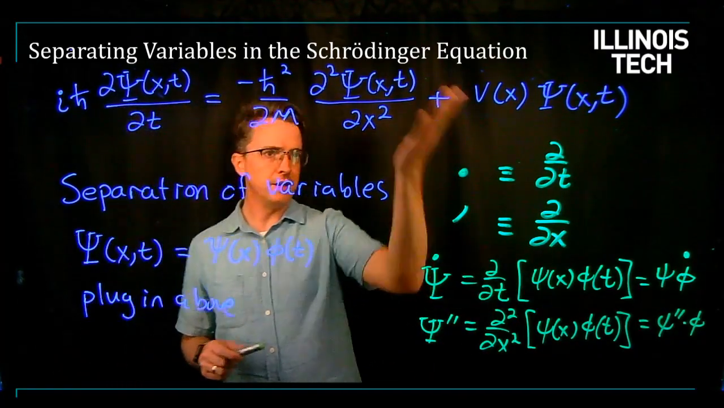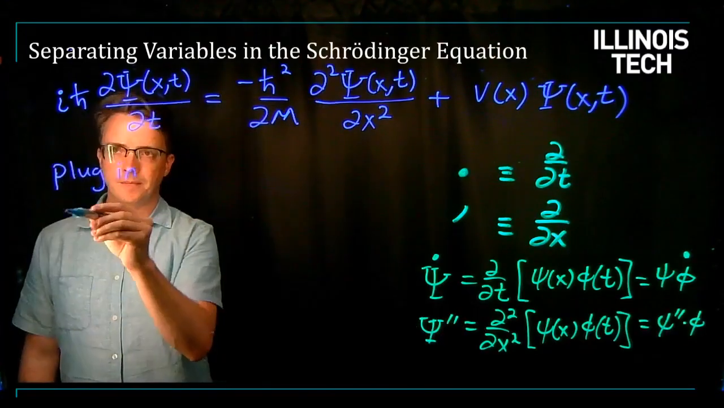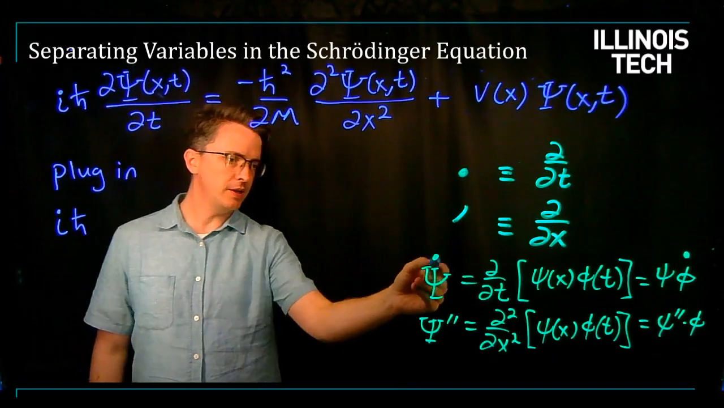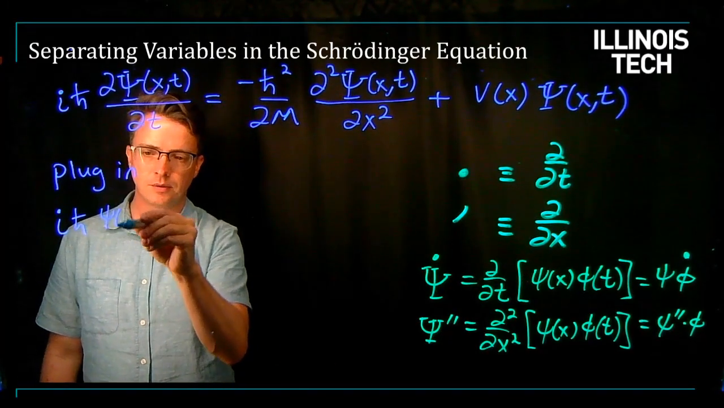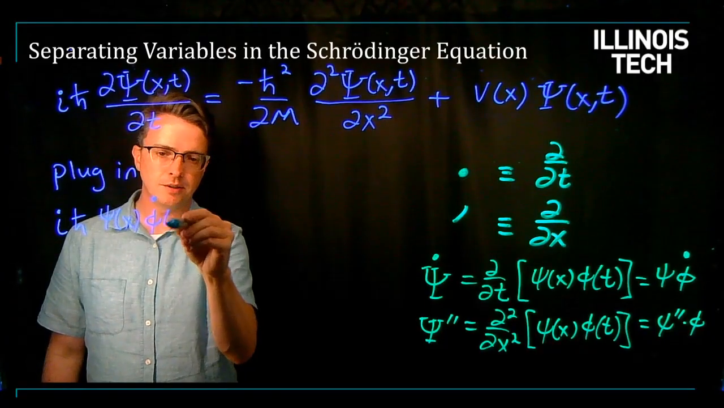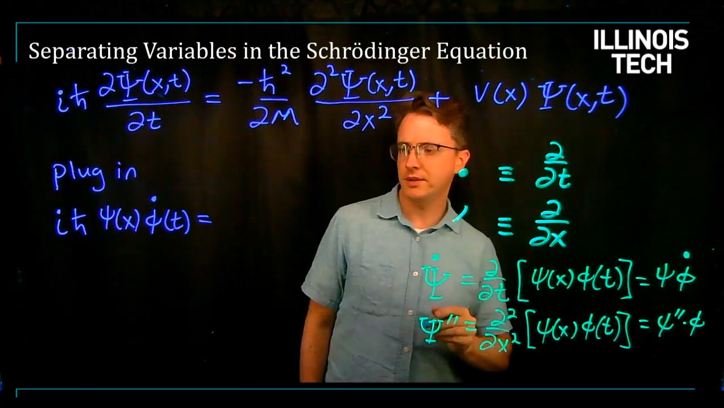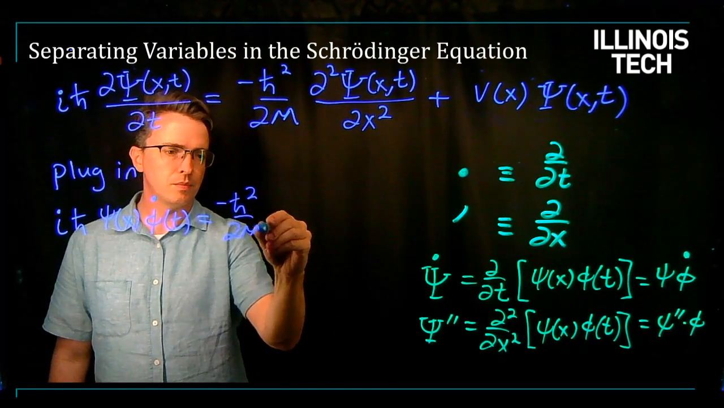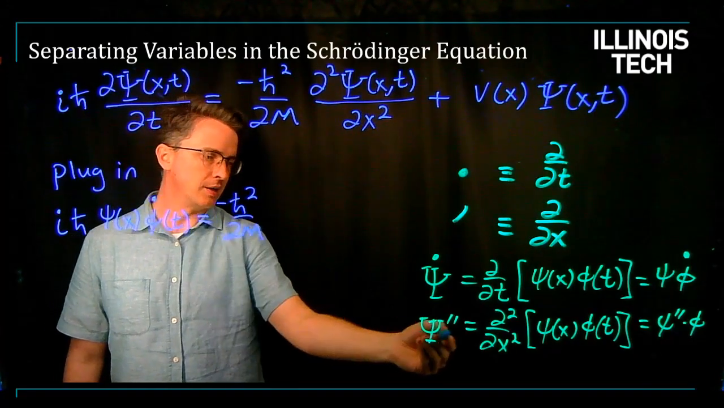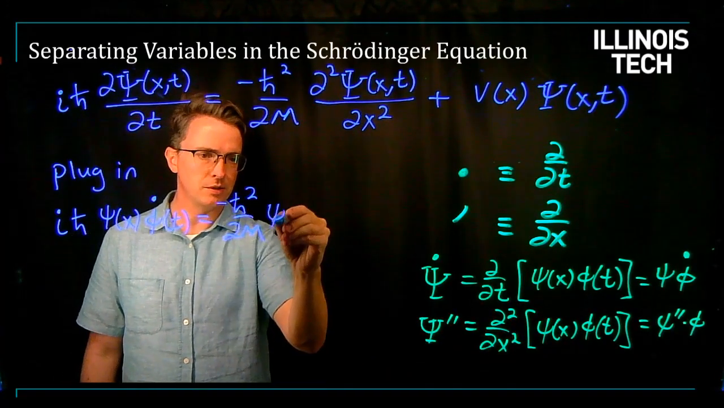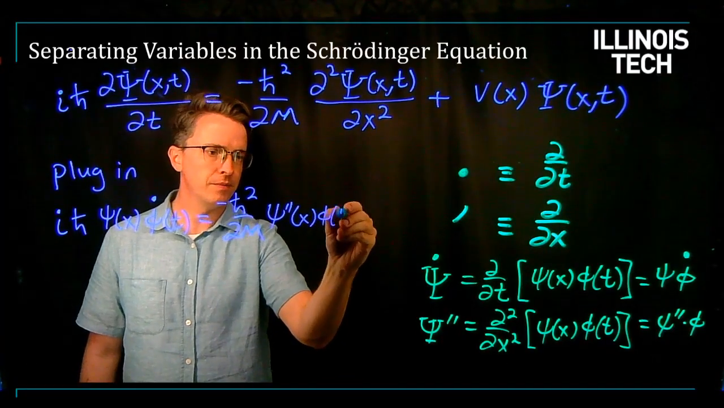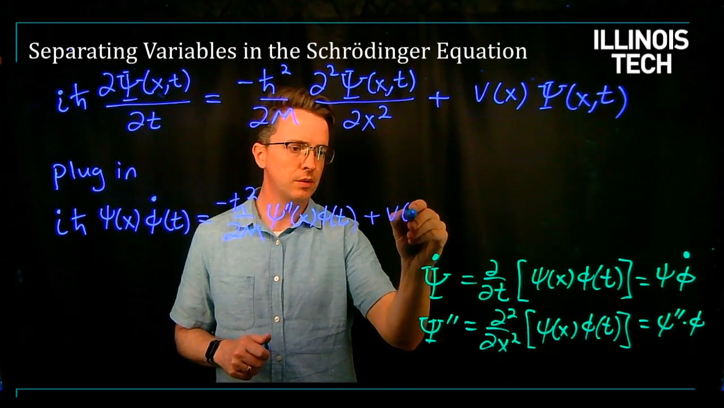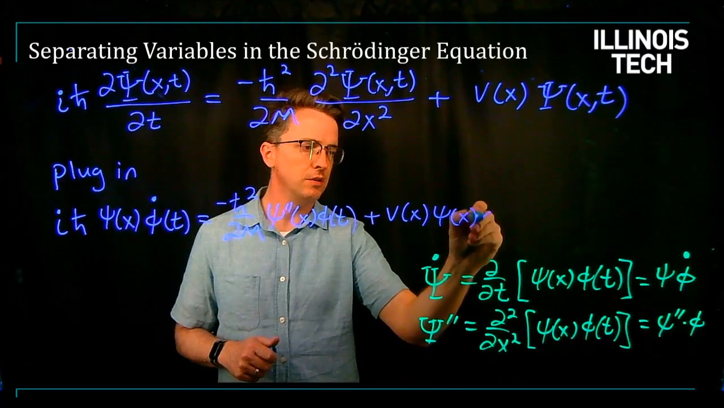So let's plug all of that into the equation above. On the left side we have i h bar d psi dt, which is just this psi of x, phi dot of t, right? And on the right side, I've got minus h bar squared over 2m, the second derivative of psi with respect to x squared, which is this, so that's psi double prime of x, phi of t. And then we've got this last term here, which is plus V of x, psi of x, phi of t.